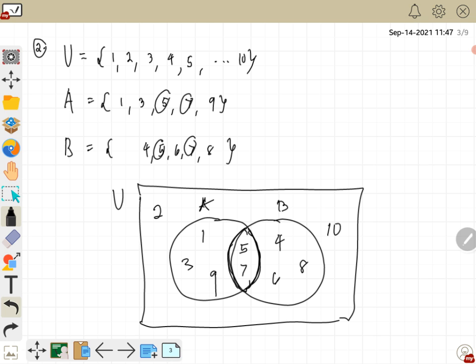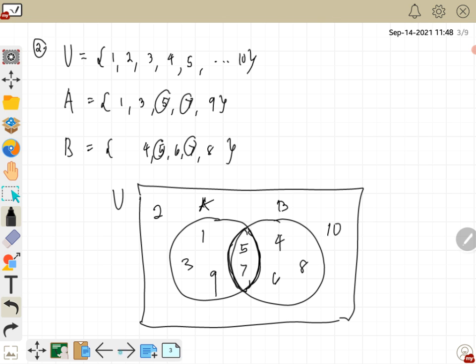So again, 2 is not an element of A, it's not an element of B, but it's an element of U. 9 is an element of A, it's not an element of B, but still it's an element of U. 8 is an element of B, but it's not an element of A, but it's still an element of U. 5 is an element of both A and B. It is also an element of U. So this is the second way of visualizing the sets using a Venn diagram.